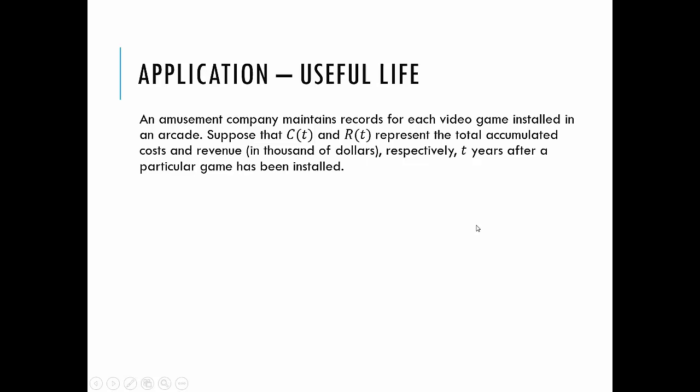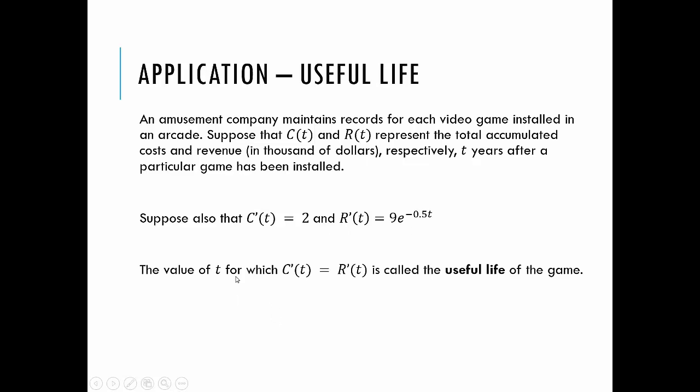An amusement company maintains records for each video game installed in an arcade. Suppose that C(t) and R(t) represent the total accumulated cost and revenue in thousands of dollars, t years after a particular game has been installed. Suppose also we have marginal cost and marginal revenue. The value of t for which marginal cost equals marginal revenue is called the useful life of the game.